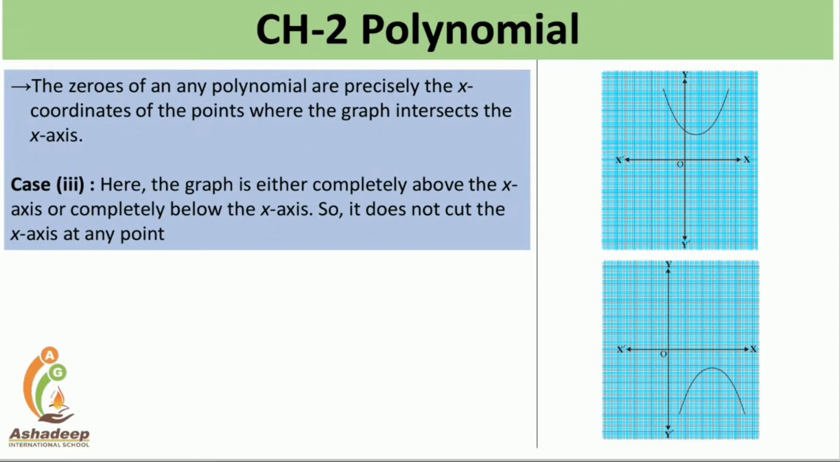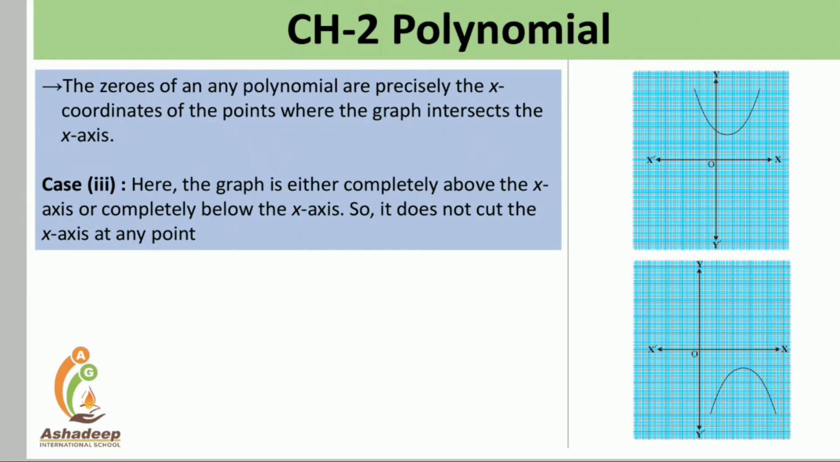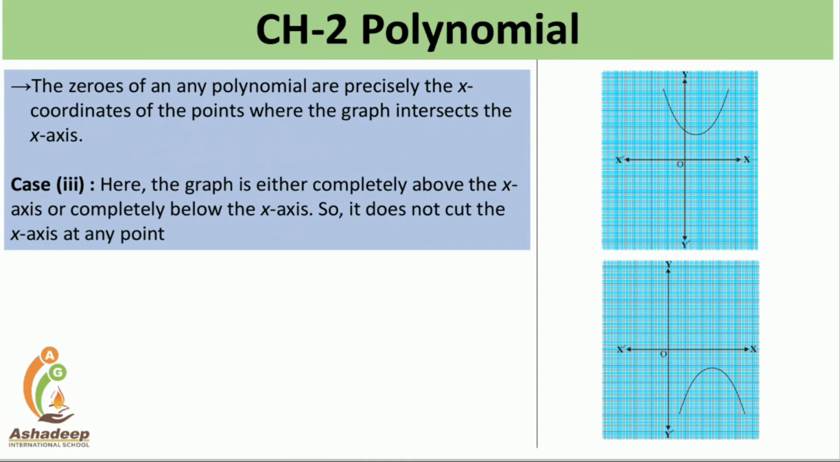Now case 3. See, case 3 is a bit important. Why? Because here we see that it touches the y-axis at one point. Sometimes we make the mistake of thinking that since it touches the y-axis, it must have 1 zero. But what is the condition? The zeros of any polynomial are precisely the x coordinates of the points where the graph intersects the x-axis. But here it does not intersect the x-axis, so it does not have any zeros.